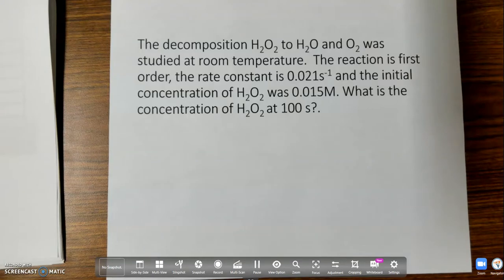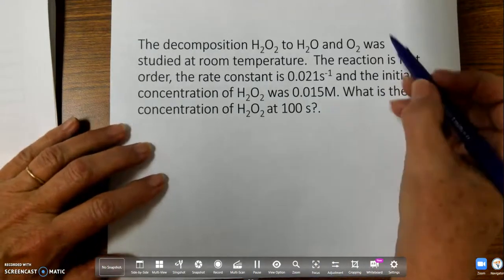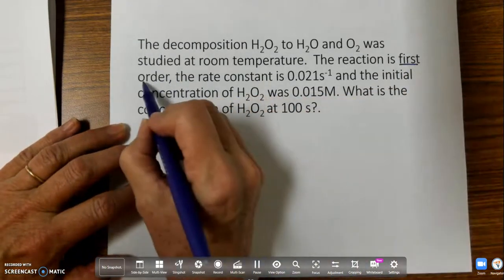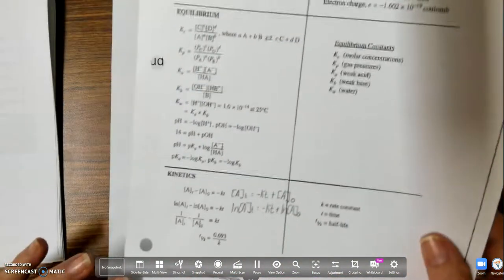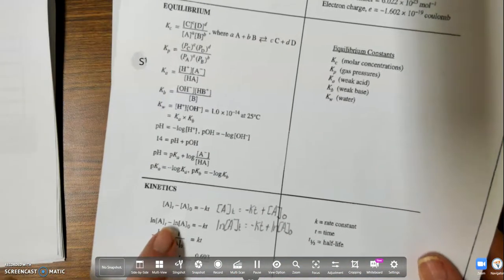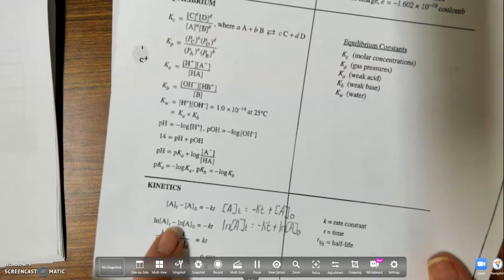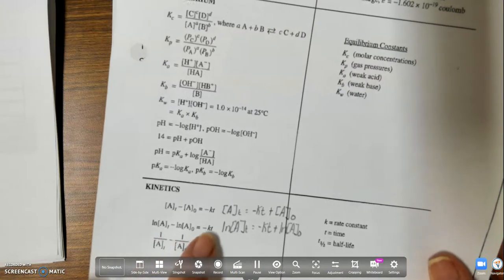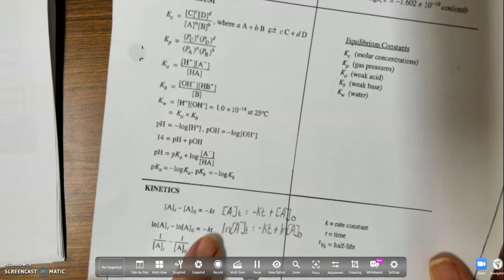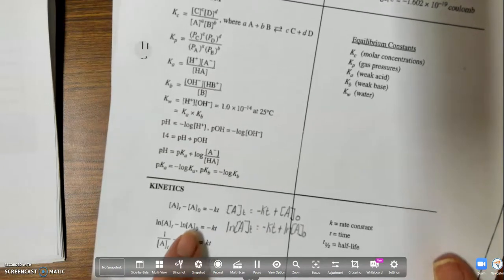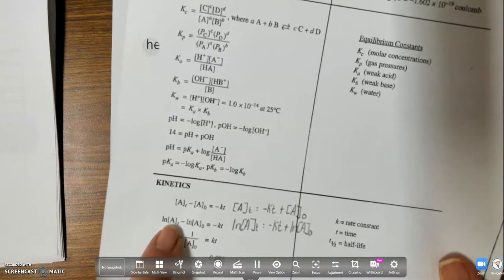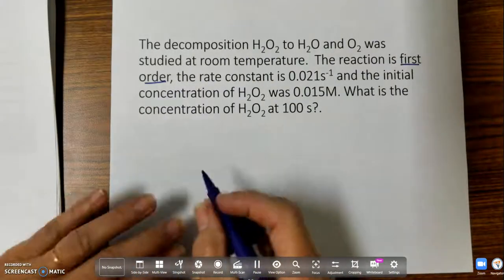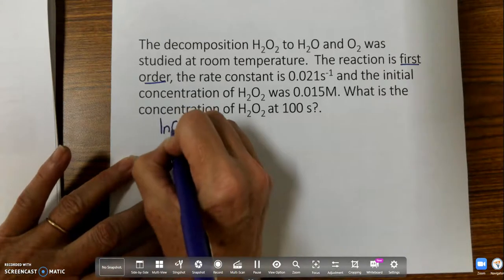Now, if you look at this, one thing is really important. It says the reaction is first order. So I'm going to go to my formula chart and think, what equation shall I use? Well, let's look at the first order integrated rate law. That has the rate constant, time t, initial concentration of A, and concentration of A at time t. Those are all the variables that I need. So I'm going to write this out.